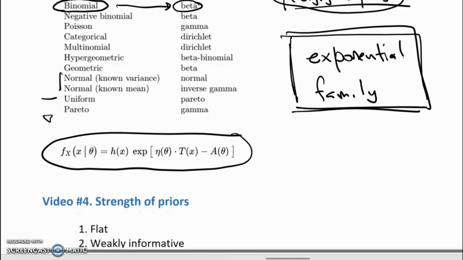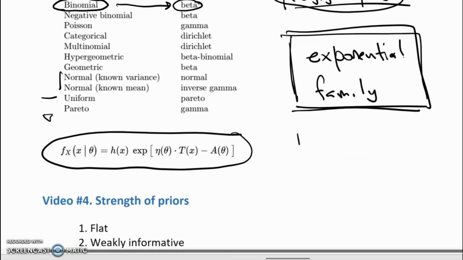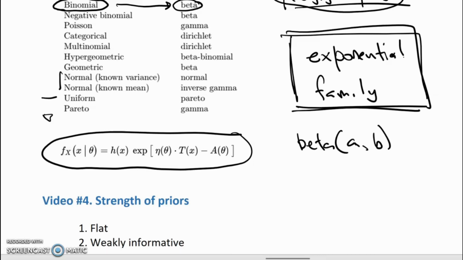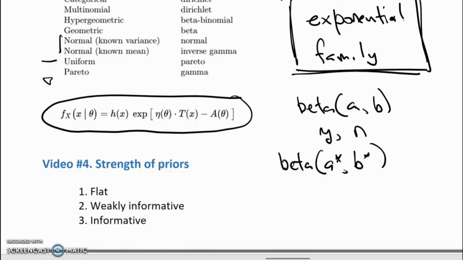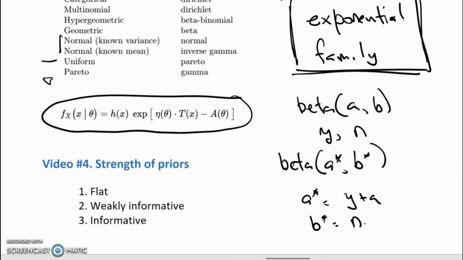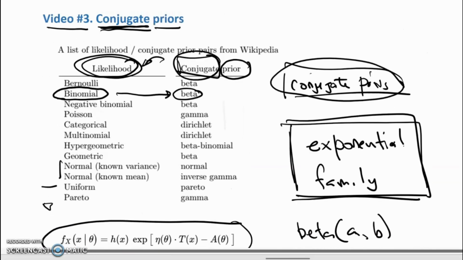And what's going to happen is that if we have a beta distribution with parameters A and B, and if we have data consisting of y successes in n trials, then we can immediately calculate the posterior as an A star, B star beta distribution, where A star is equal to y plus A, and B star is equal to n minus y plus B. So conjugacy is very important.